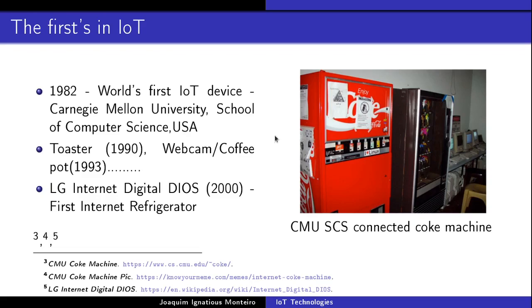They have cans now. Then we had toasters, webcams, coffee pots, all those things. LG was the first company which came up with a commercial product like an internet refrigerator. It was a very expensive thing, and people didn't find it really interesting. It flopped in the market.